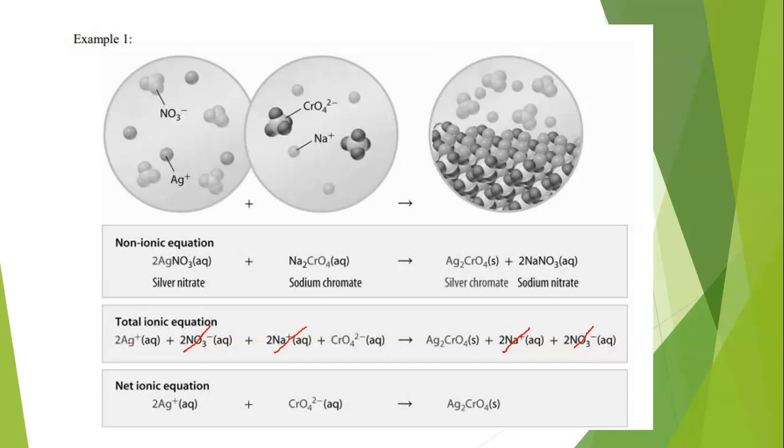So we have silver changes, so that's why we put it down here. This guy came here. Then we have chromate, which changes from reactants to products, so we bring it down here. And then we have the silver chromate, which we bring down here as well.